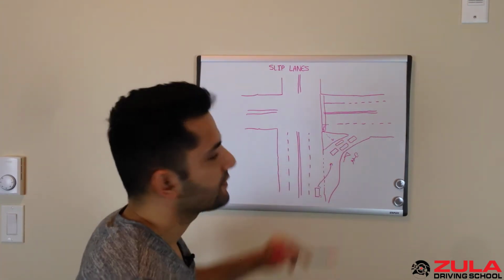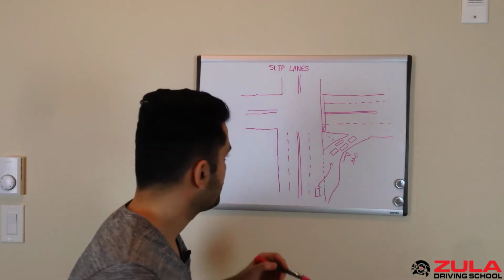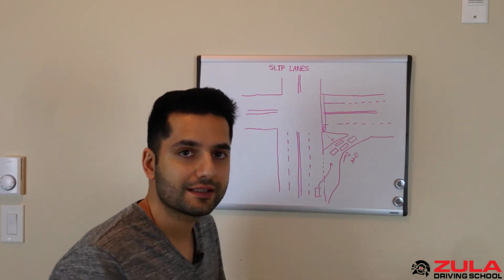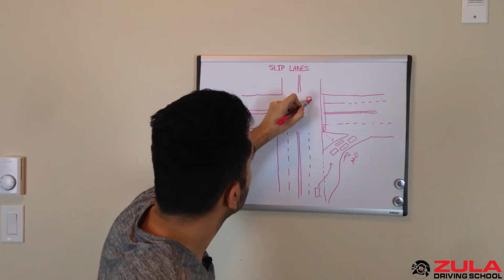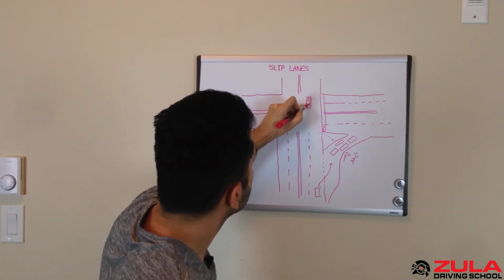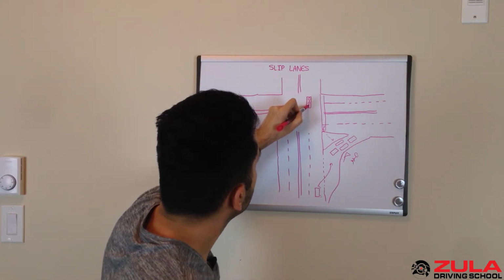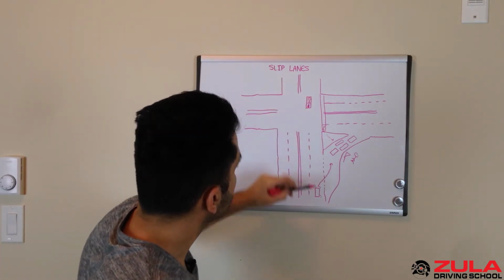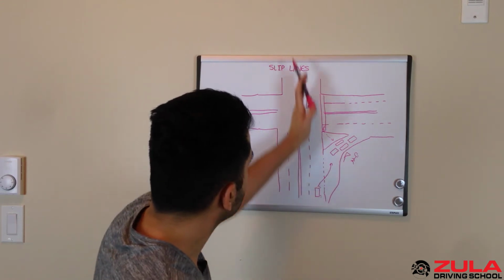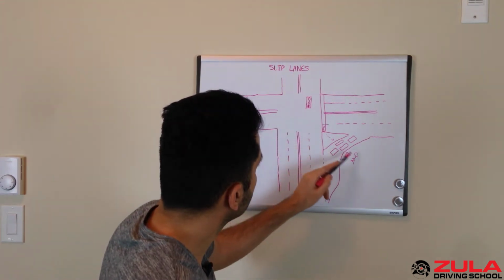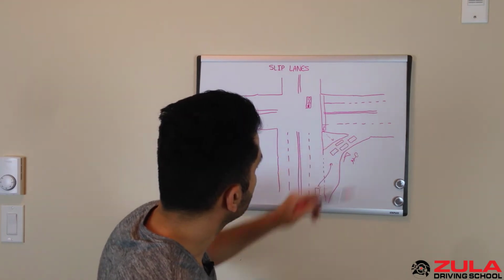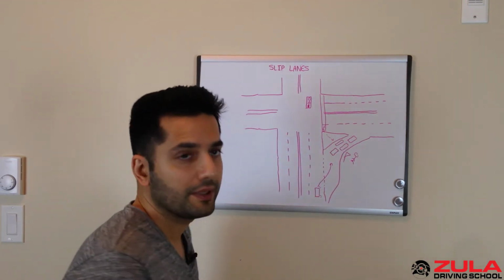Now, this is a yield sign, so it doesn't mean that you have to stop, but you have to make sure that it's safe in order for you to go. And so when you're approaching, look up ahead to see what color the light is. If the light is green, that means these cars have the right of way. And so when you come in here, if you've checked for pedestrians, you should reasonably be able to make your turn.